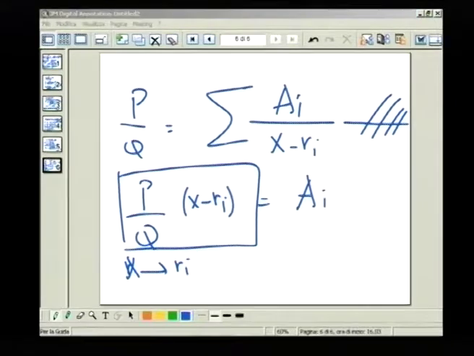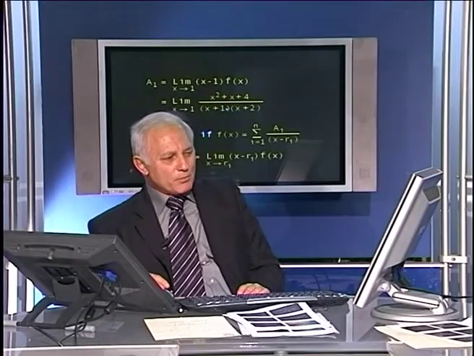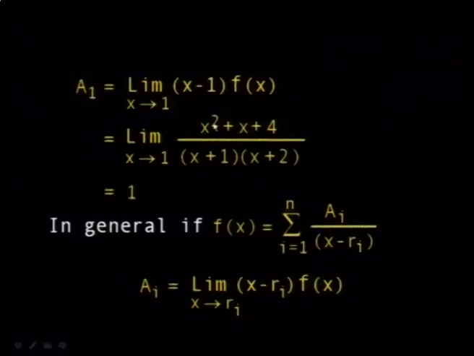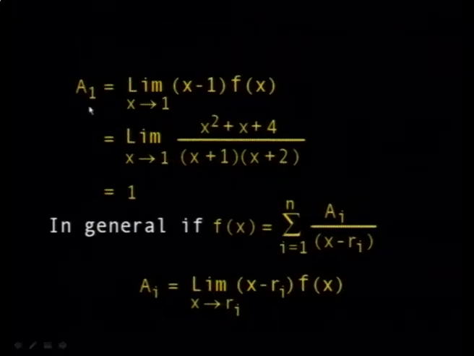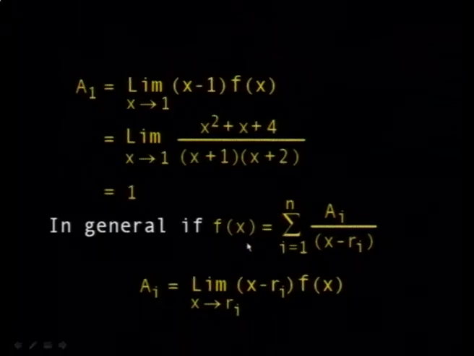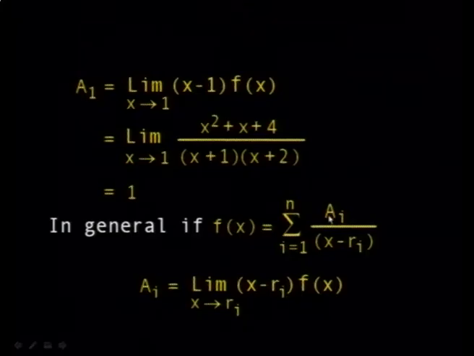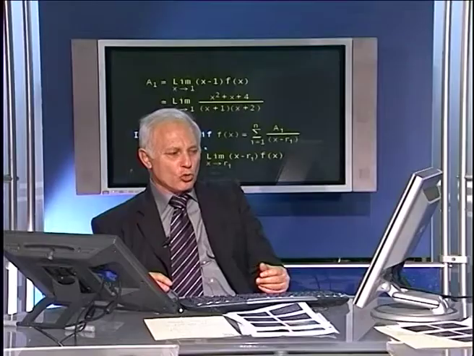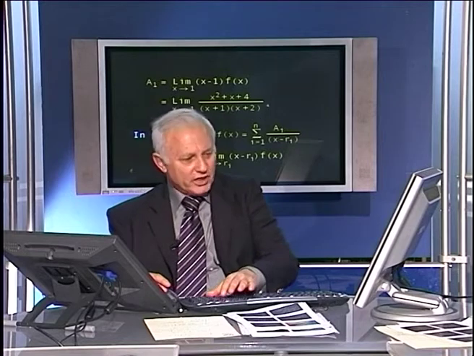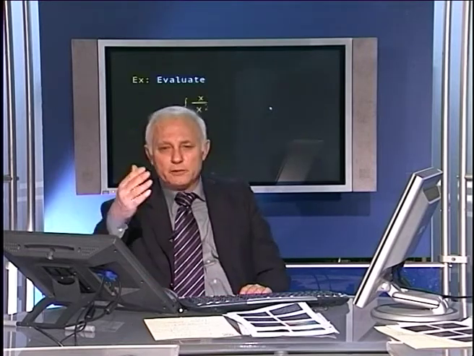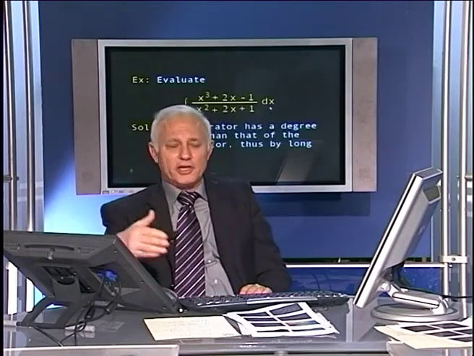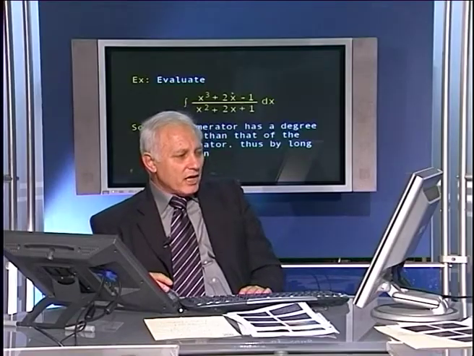So here, for example, when you multiply both sides by x minus 1, all the other terms vanish and you are left with a1, so a1 is equal to 1. Here you have the expression we wrote, f of x, which is p over q. To obtain a certain ai, you multiply both sides by x minus ri and take the limit when x tends to ri, and you get your coefficient. This is actually much simpler, especially if you have a small number of terms, instead of going through equating the coefficients.